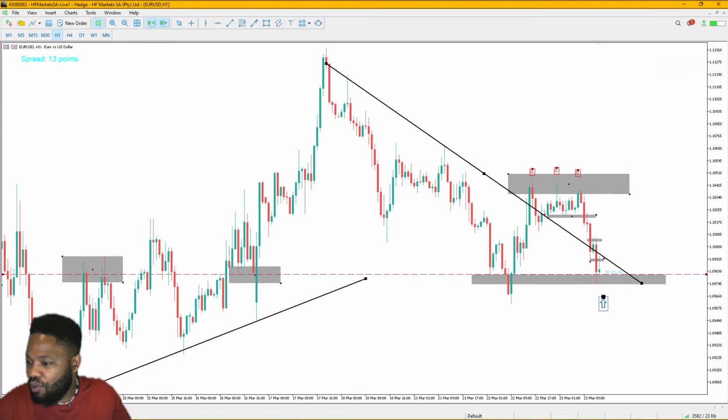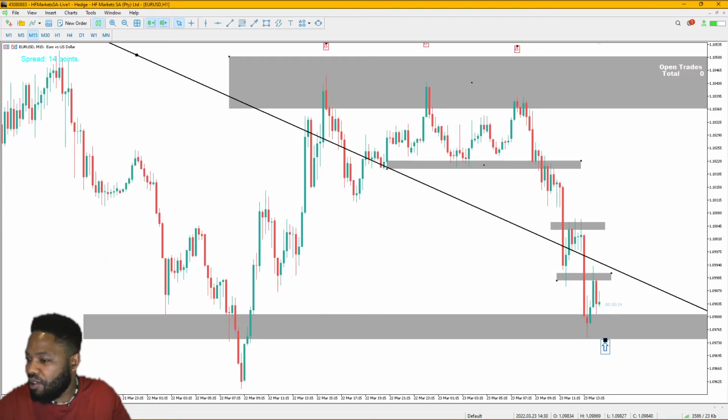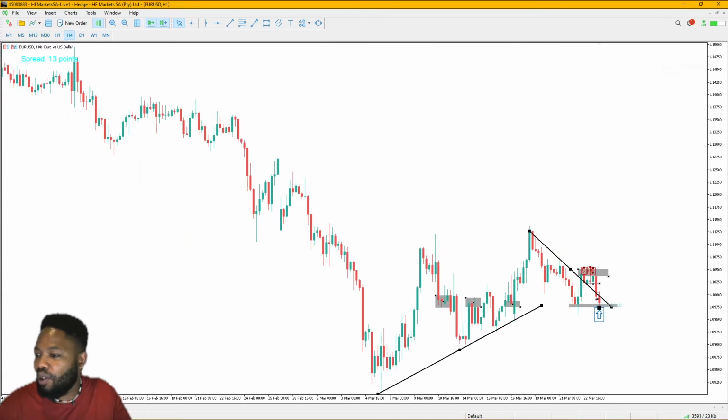So if it fails to break the structure right here, this level right here, we're looking at wick rejections. So let's move to our lower time frame. There are multiple wick rejections, and there's a strong candle to the downside. You can check that on the major trend line, it broke above, did a triple top, went in. Now it's supporting the same resistance structure that it has been following on a higher time frame.